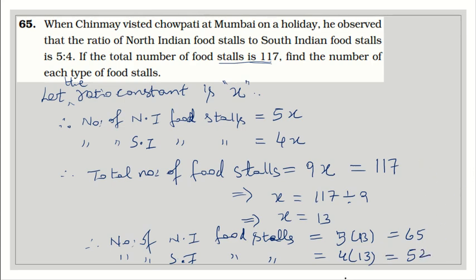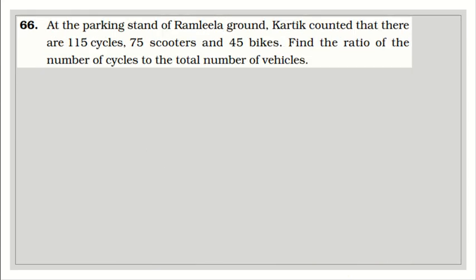Moving on to the next question, question number 66. At the parking stand of Ram Leela ground, this is there in Delhi, Karthik counted that there are 115 cycles, 75 scooters, 45 bikes. Find the ratio of the number of cycles to the total number of vehicles. So the moment you see the total number of vehicles, you need to add all these, that idea will definitely strike your mind.